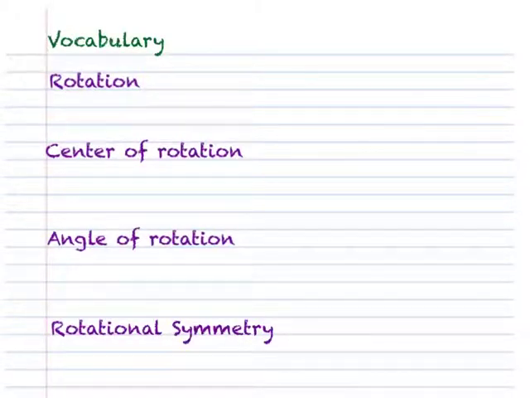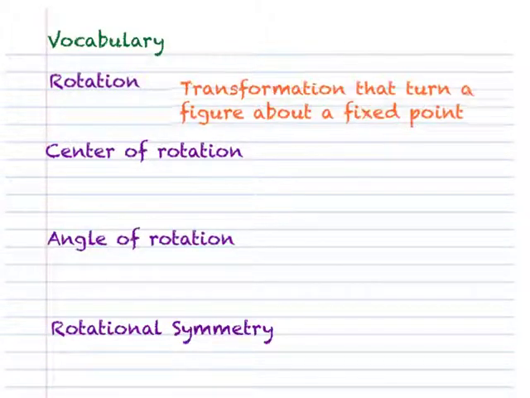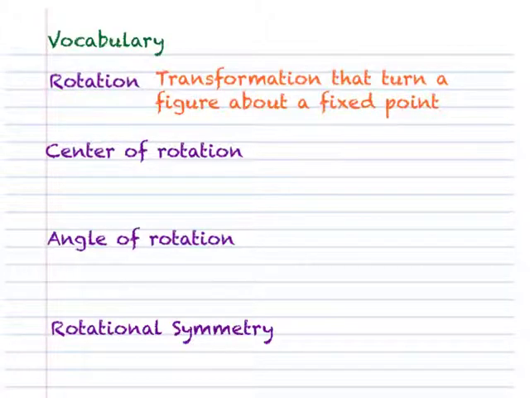All right, let's look at some vocabulary words for this section. The first vocabulary word that we want to look at is rotation. Now, just like we've done all kinds of transformations in the past, a rotation changes the figure in a certain way. A translation slid the figure. A reflection gave you a mirrored image, and a rotation turns the figure about a fixed point. So the transformation turns the figure around a fixed point.